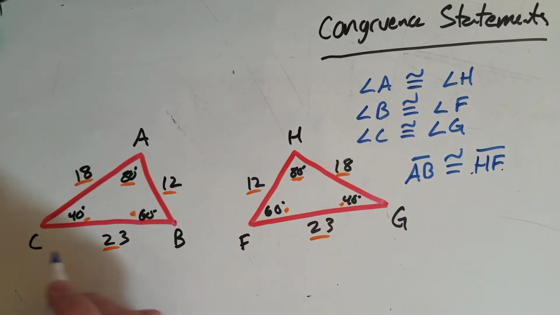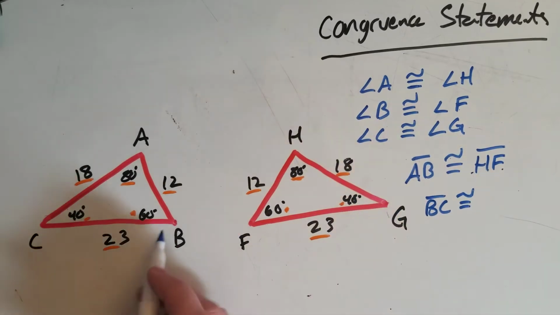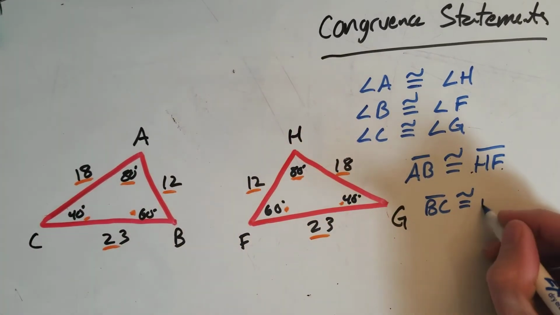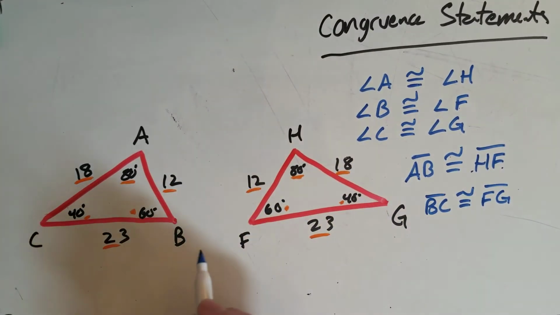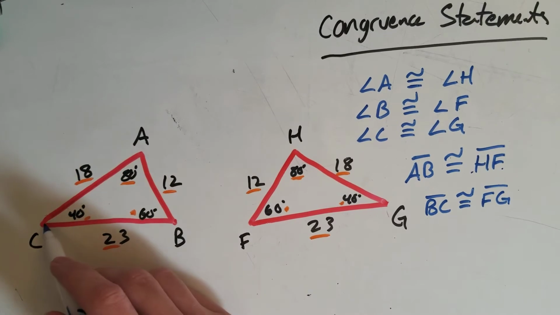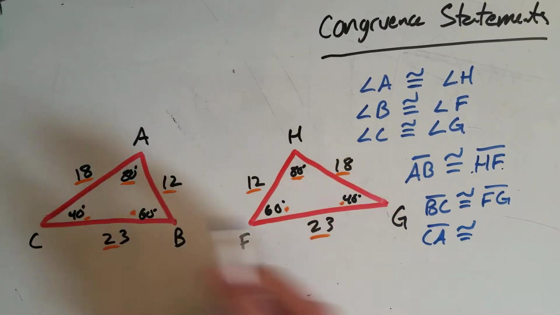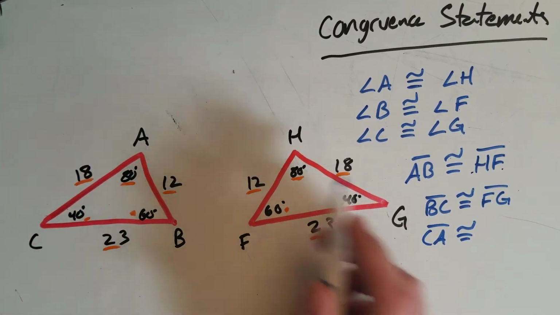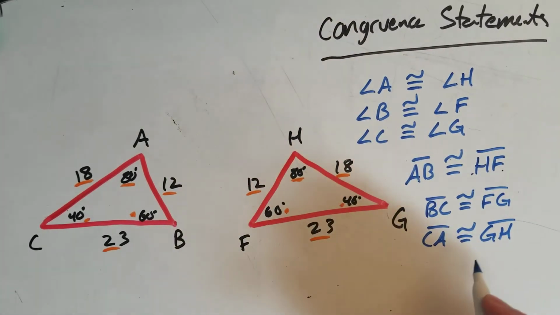So let's say we go from B to C, that side down here on the bottom, the 23. So BC, B to C, would be like F to G, so it goes with side FG. And then our last one would be AC, or you can call it CA. Either way is okay. If you're going from C to A, that would be like going from G to H.